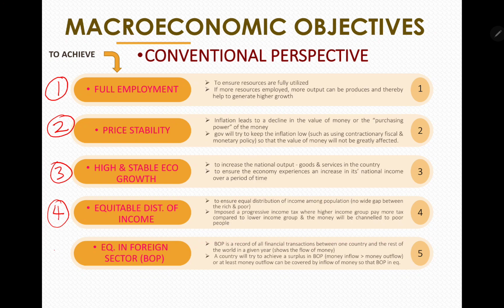And finally, they want to achieve equilibrium in the foreign sector, or in the BOP, that is, to make sure that the balance of payments, which shows the flow of money from one country to another, is in equilibrium. It means whatever purchases are made from foreign countries, the imported products, the payment can be covered with the receipts that we get from the exported products, so that the balance of payments remains in equilibrium.